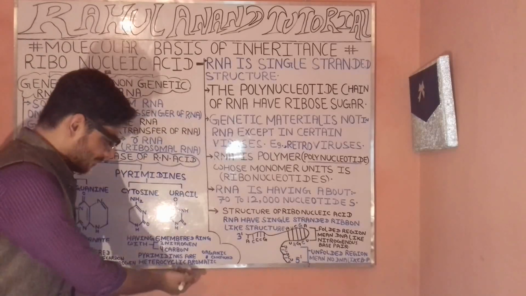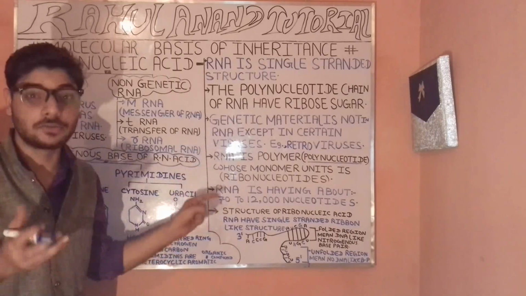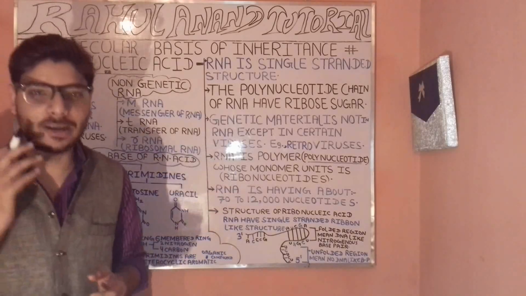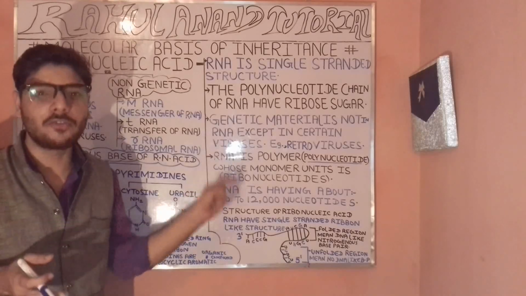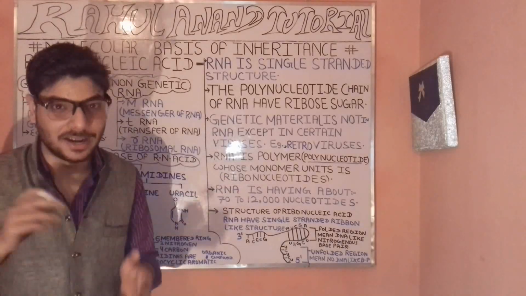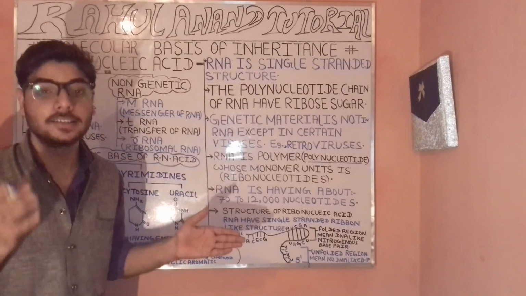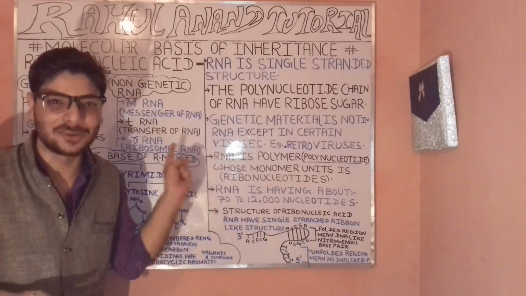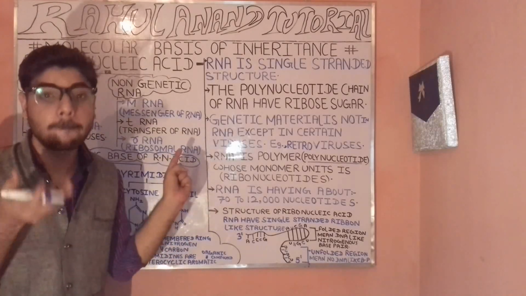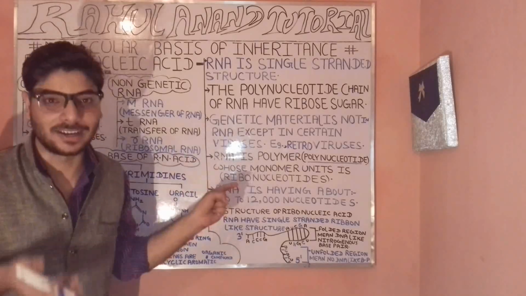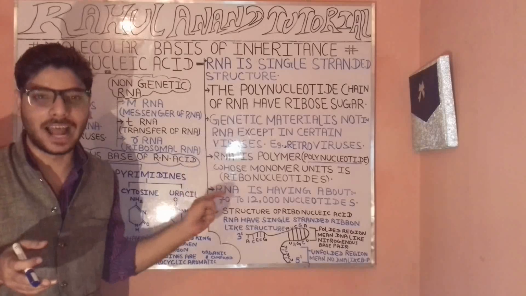Finally, this is some of the condition when we are talking about RNA, the ribose nucleic acid. We have understood about its sugar: it has ribose sugar. Often it is not the genetic material. But in the case of viruses, such as retroviruses, for example the HIV virus, RNA is the genetic material.